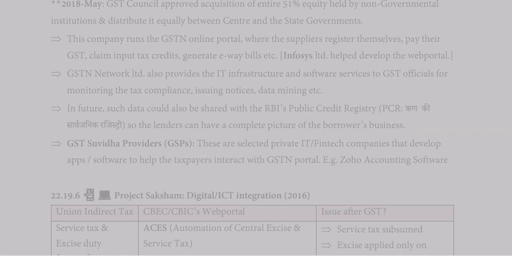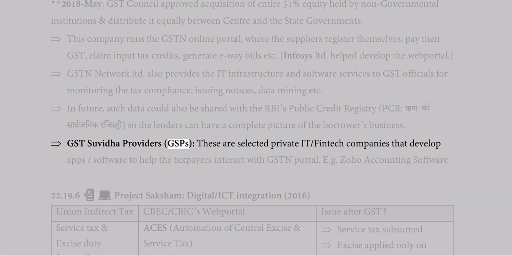Asterisk: in May 2018, the GST Council approved acquisition of the entire 51% equity held by non-governmental institutions, distributed equally between the Centre and the state governments. This company runs the GSTN online portal, where suppliers register themselves, pay their GST, claim input tax credits, generate e-way bills etc. Infosys Limited helped develop the web portal. GSTN Network Limited also provides the IT infrastructure and software services to GST officials for monitoring tax compliance, issuing notices, data mining etc. In future, such data could also be shared with the RBI's Public Credit Registry, PCR, so the lenders can have a complete picture of the borrower's business.